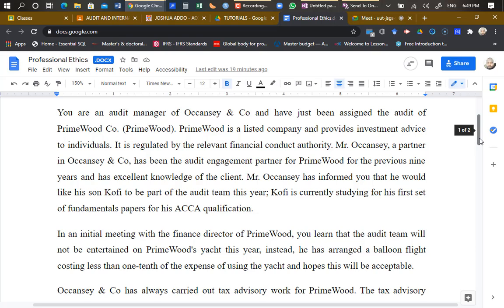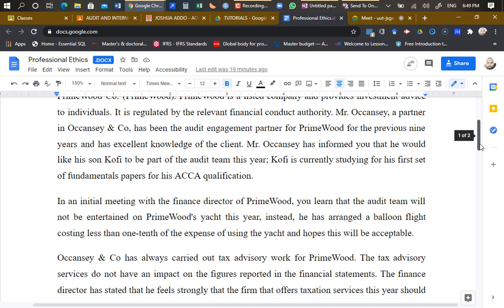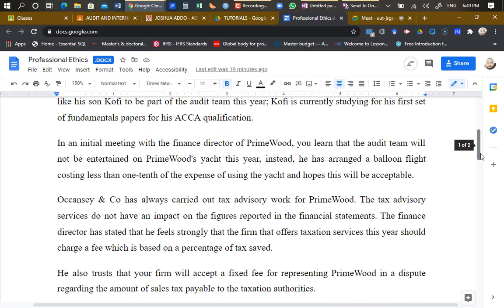Mr. Okansi has informed you, and this you is you as the audit manager, that he would like his son, Kofi, to be part of the audit team this year. And Kofi is currently studying for his first set of fundamental papers for his ACCA qualification or ICAG qualification. In an initial meeting with the finance director of Primewood, you learned that the audit team will not be entertained on Primewood's yacht this year.